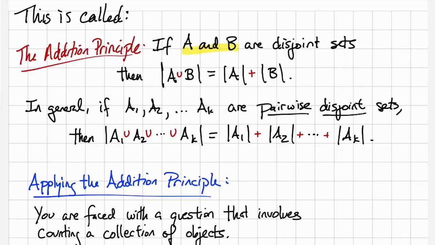This is called the addition principle. If A and B are disjoint sets, then the cardinality of the union of those 2 sets is equal to the cardinality of the first set plus the cardinality of the second set. Let's say you have a whole bunch of sets that are pairwise disjoint. Then the size of the union is equal to the sum of the sizes of the individual sets.